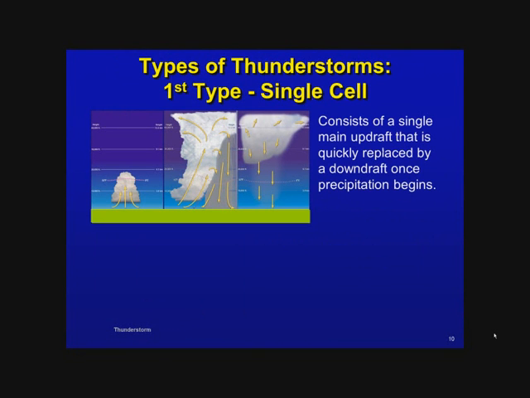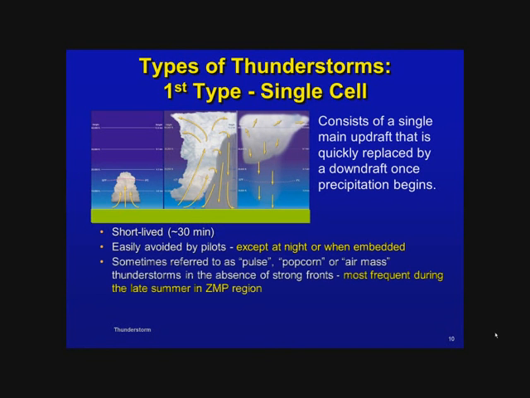Now for the different types of thunderstorms. There are three different types we'd like you to know. The first type is the single cell, which consists of a single main updraft that is quickly replaced by a downdraft once the precipitation begins. These are short-lived. They may last only about 30 minutes. They're easily avoided by pilots except at night or when embedded, and they're sometimes referred to as pulse, popcorn, or air mass thunderstorms in the absence of strong fronts.